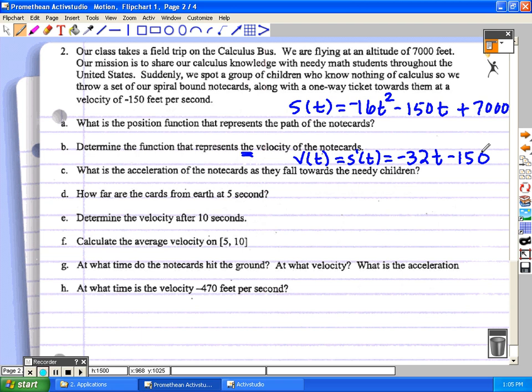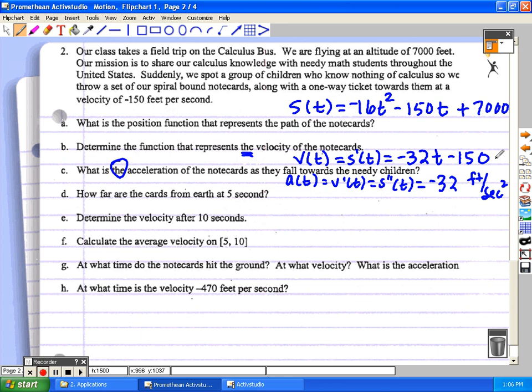Part C. What is the, again, acceleration of the note cards as they fall towards the needy children? So we know that acceleration is the first derivative of velocity, which is the second derivative of position. So when I take the derivative using the power rule, I get negative 32, and the units would be feet per second squared. I did not write the units back here, but for velocity, it's feet per second.